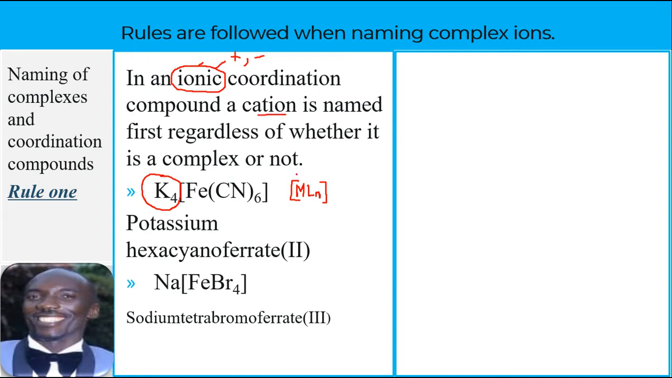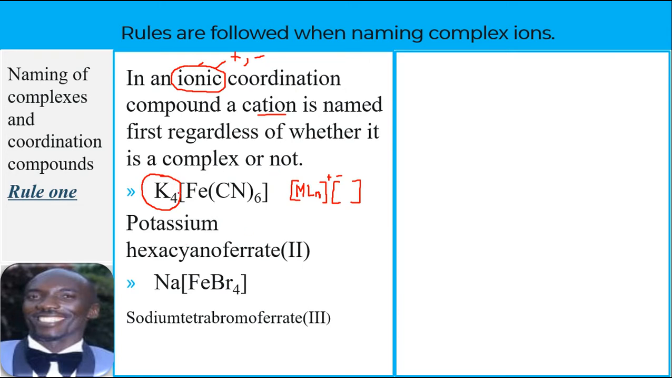So by all means, this complex must be a cation, must be positively charged. So maybe I can give it a positive charge to show it is positively charged. And then what follows, where it is a complex, meaning that this one will be negatively charged. So we are naming the cation first, regardless of whether it is a complex or not.